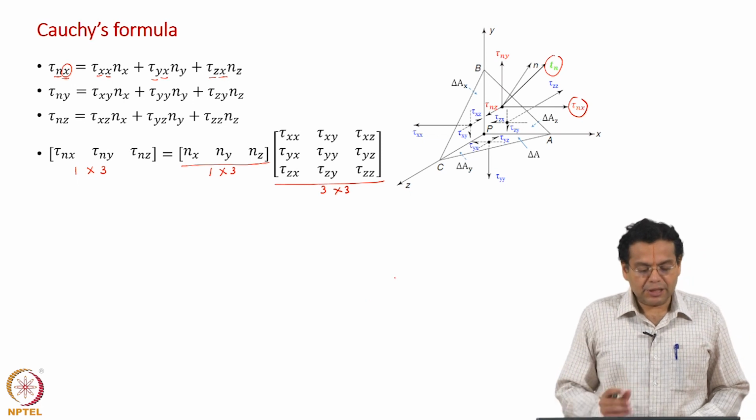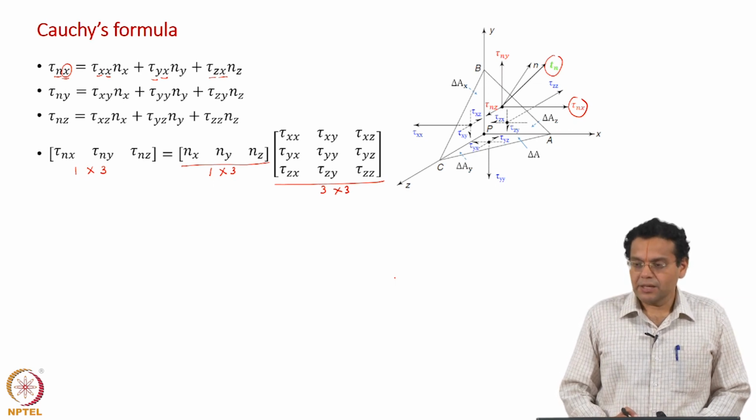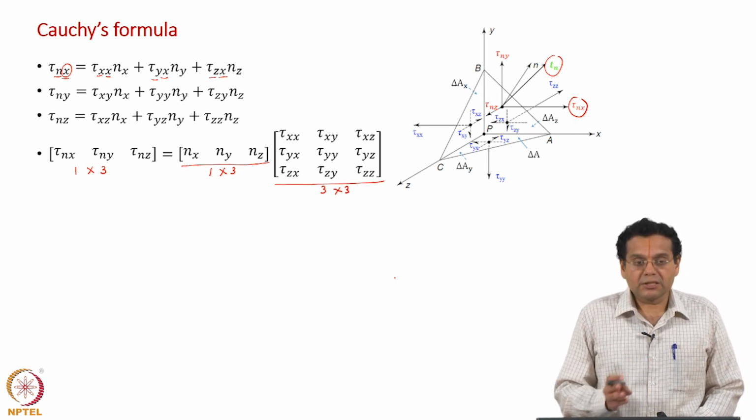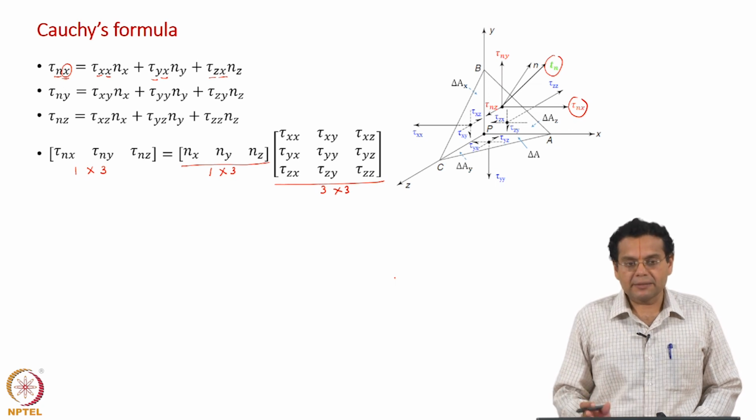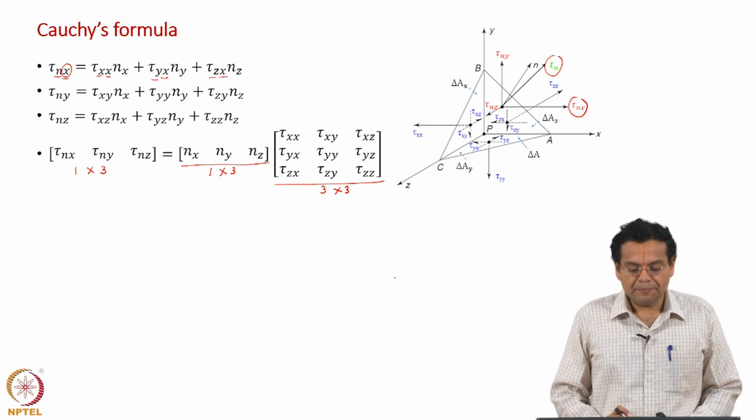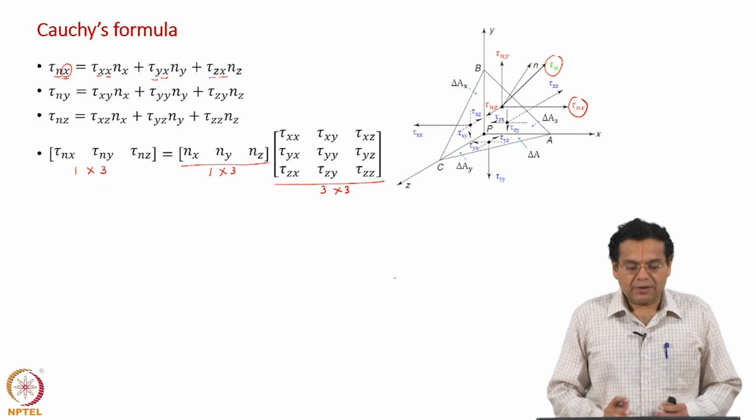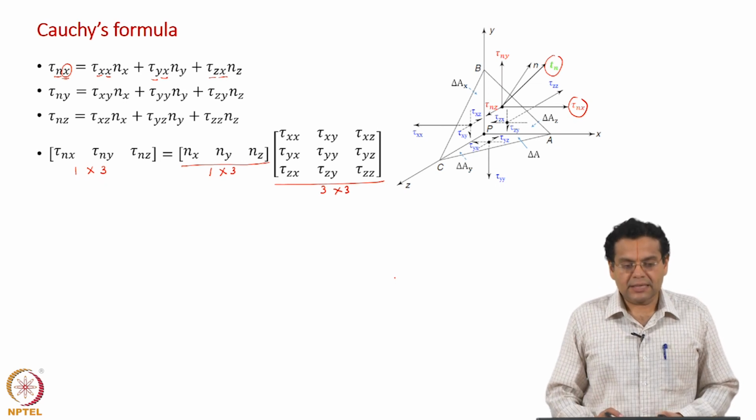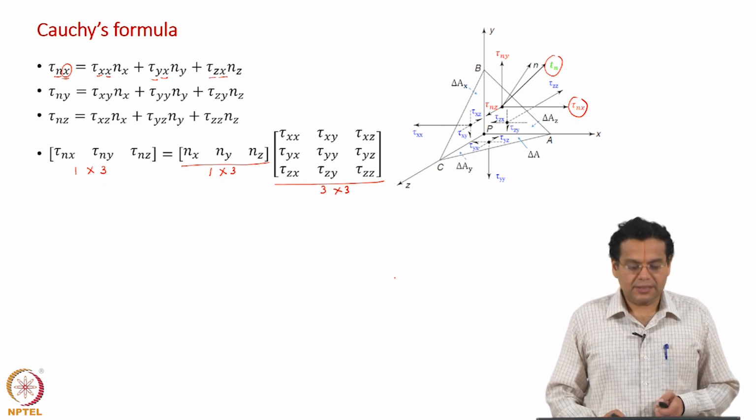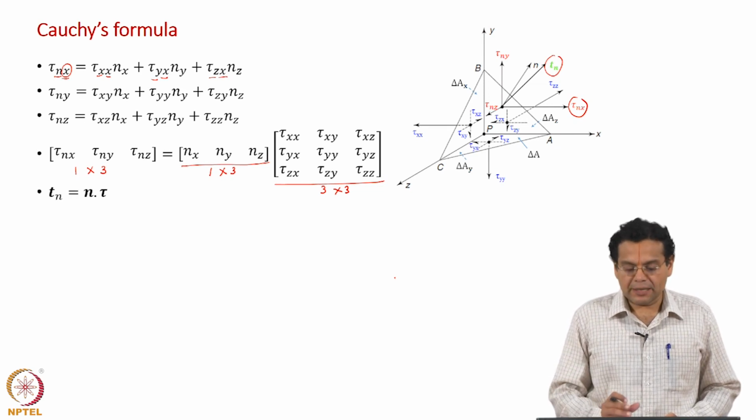So, these 3 equations can be simply represented as a matrix multiplication of a 1/3 matrix made of the components of the normal vector, and another 3/3 matrix whose components are the components of the stress tensor. This is why, to begin with, I said that for our scope the stress tensor is almost a matrix. All the matrix multiplication rules are applicable here as well.